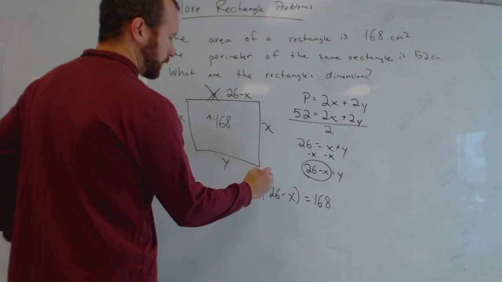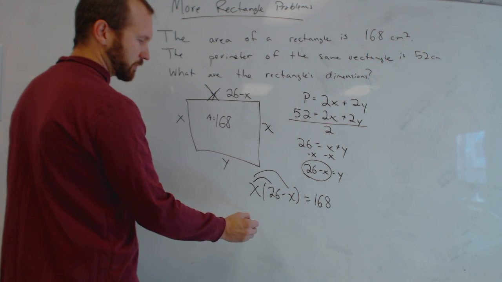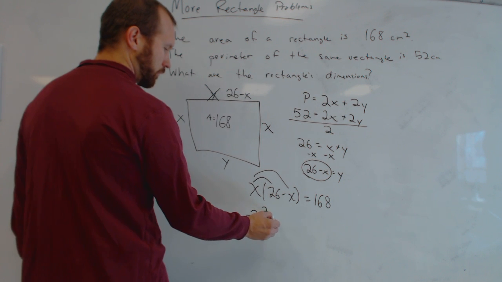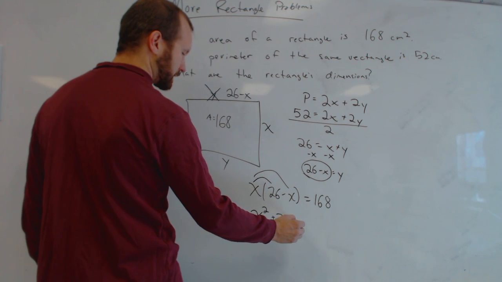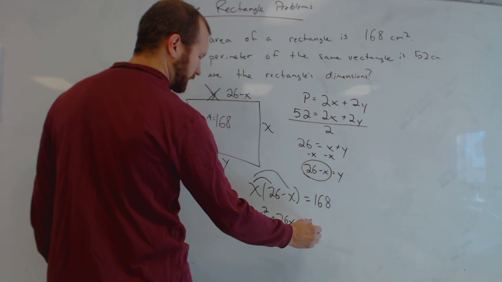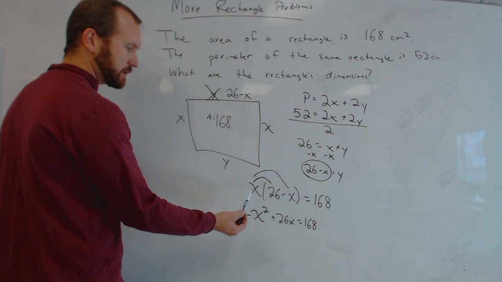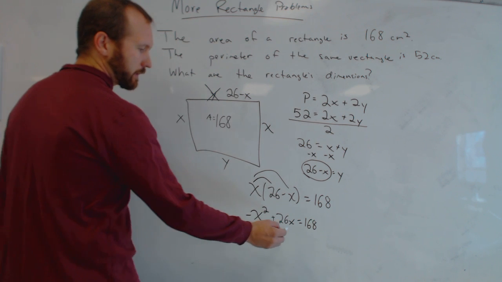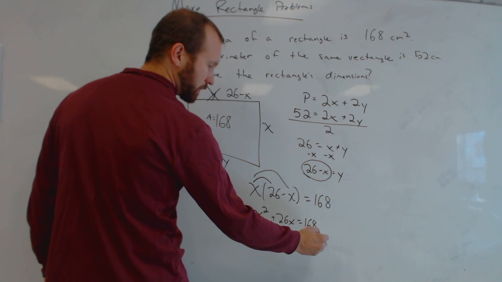Distribute the x, but I'm going to write the x squared term first. So it's negative x squared plus 26x equals 168. I just switched the order of the terms there. Now I subtract 168 from both sides.